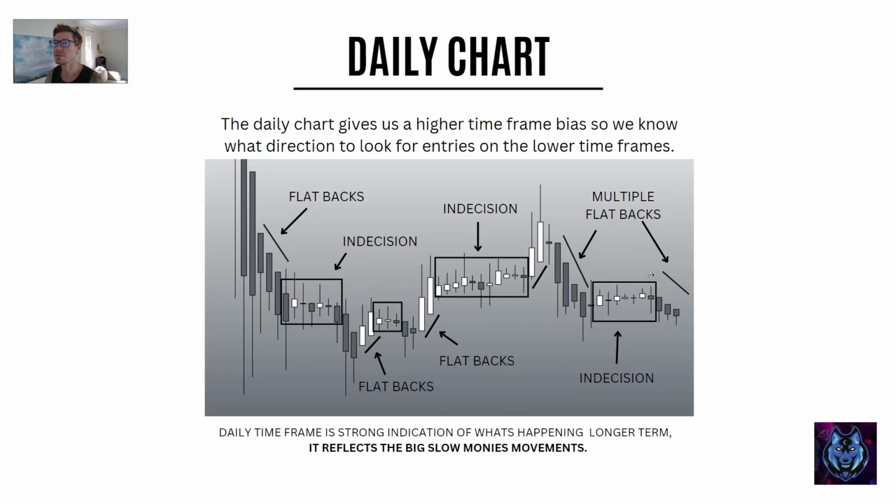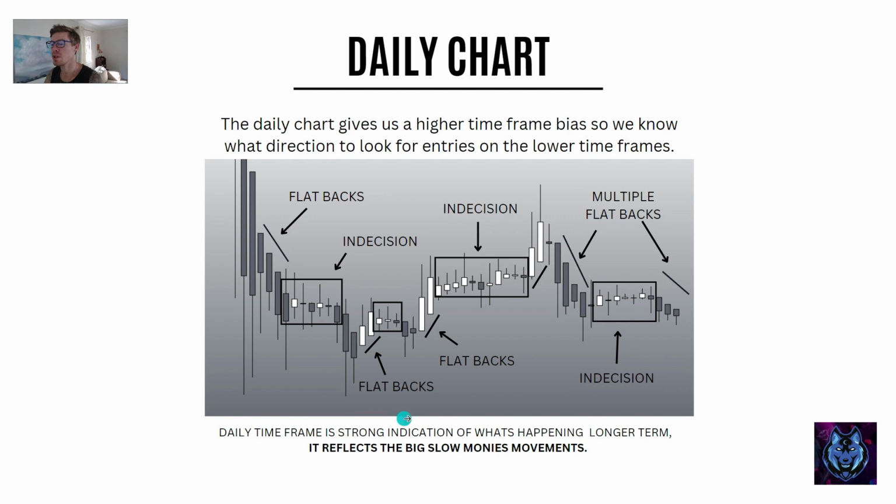And we have the daily chart. The daily chart gives us a higher time frame bias, so we know what direction to look for entries on the lower time frames. As you can see here, we've got flat back, flat back, flat back, and then we've got a bunch of indecision candles. Flat back, indecision, flat back, indecision, multiple flat backs. As you can see, these multiple flat backs become the trend. So we want to ensure that we've got these flat backs happening, which gives us a signal that there's a trend going on in the lower time frames.